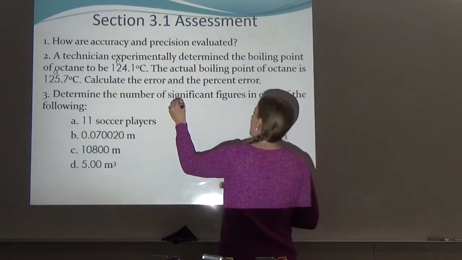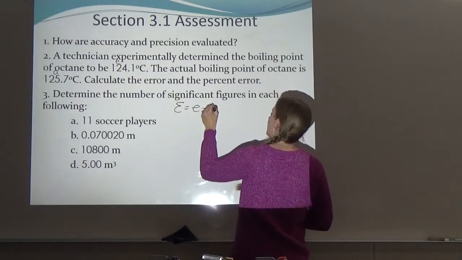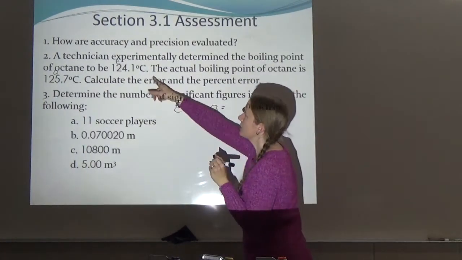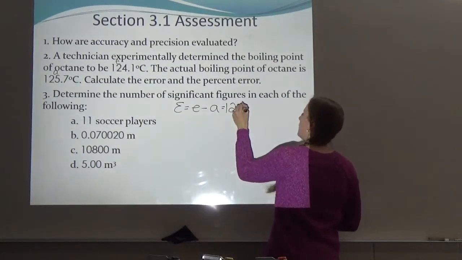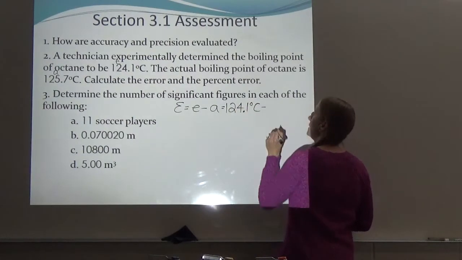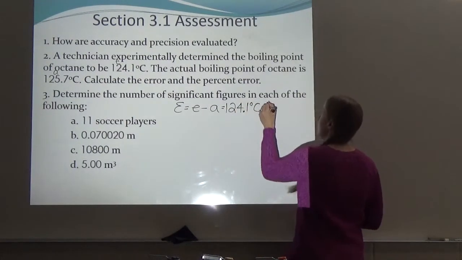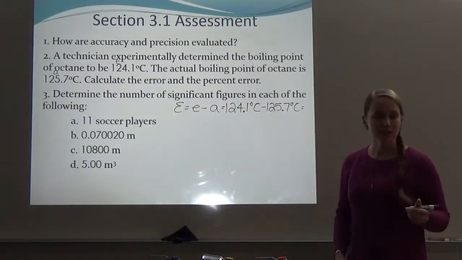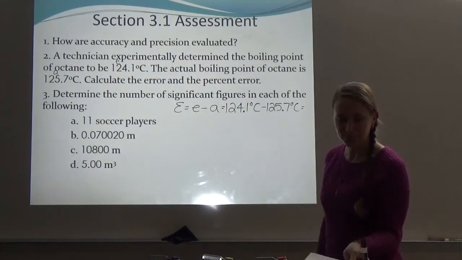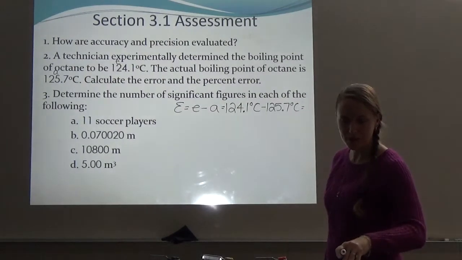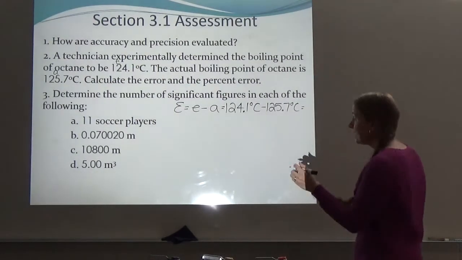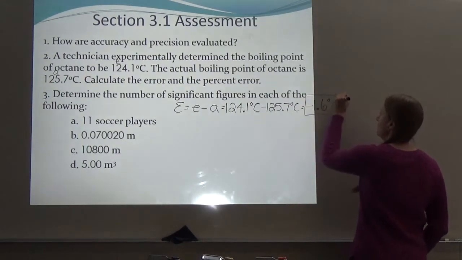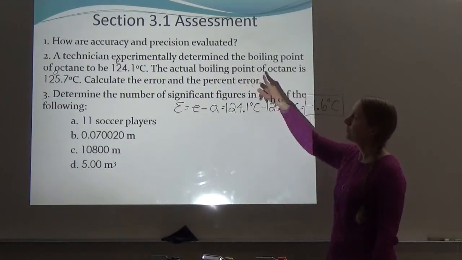Remember, error is experimental minus actual, or E minus A. So I would just plug in. My experimental is 124.1 degrees Celsius. My actual is 125.7 degrees Celsius. And when I subtract, I end up getting negative 1.6 degrees Celsius. So that is the error of the technician.